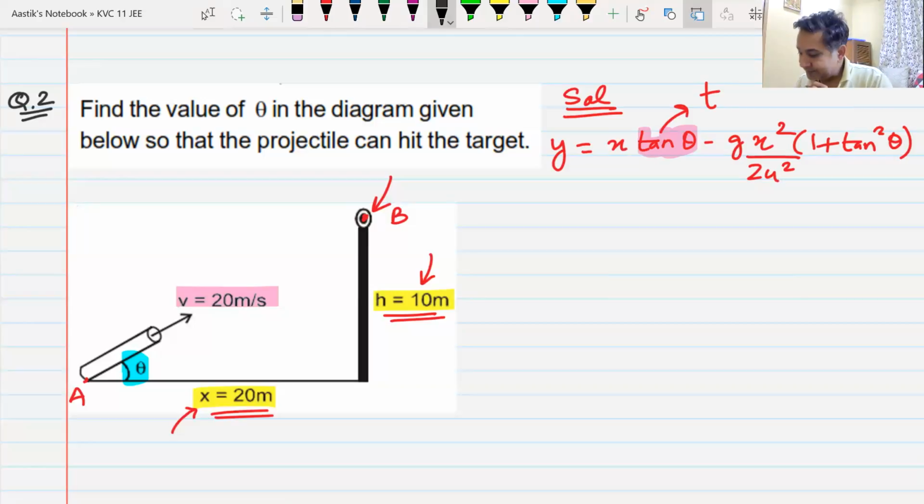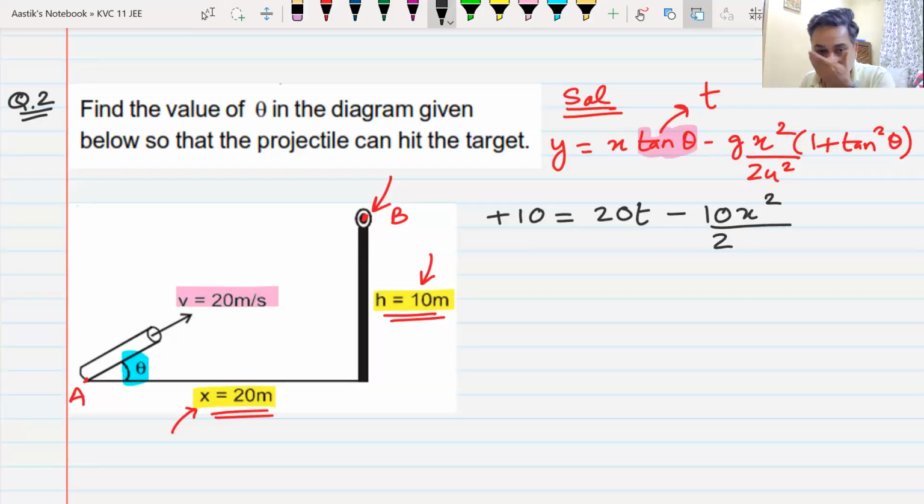What is the value of y? 10 meters, sir. So plus 10, remember it has to be used with proper sign convention. Plus 10 will be equal to what is the value of x? 20. So 20t minus the value of g is taken as 10, x square by 2 times. What is the value of u? 20. So 20 square is 400.